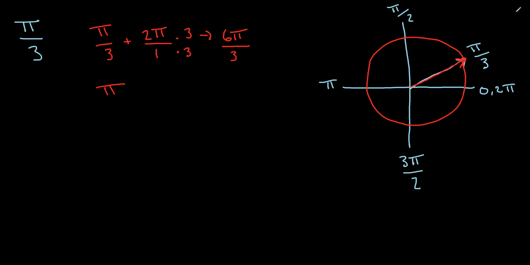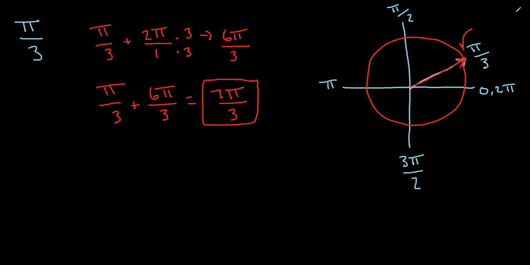So what would that be? Pi over 3 plus 6 pi over 3. Well, because they share the same denominator, we can simply add the terms in the numerator. So pi plus 6 pi, that's 7 pi. So 7 pi over 3. That's one potential coterminal angle to pi over 3. Because if we did pi over 3 plus 2 pi, we would land at 7 pi over 3. So these angles land on the exact same spot.